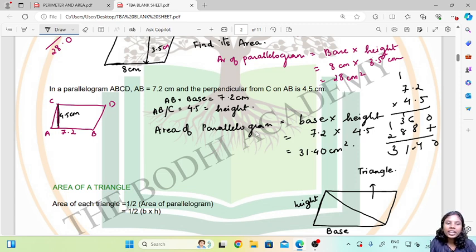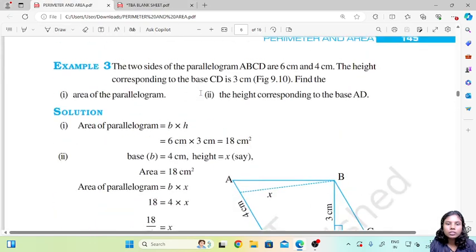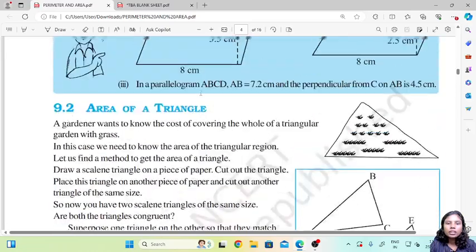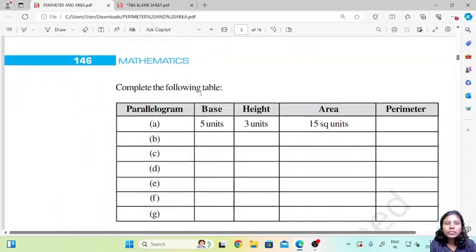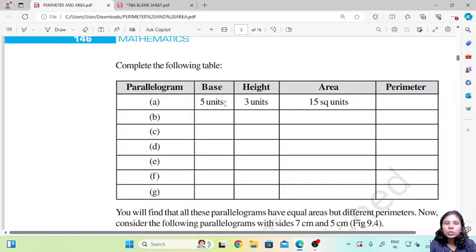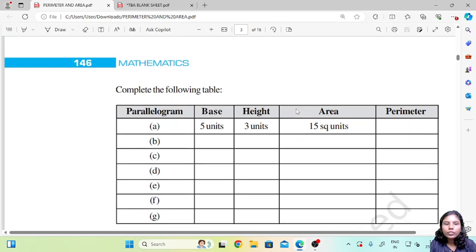We have to identify which measurements are for the base and which is for the height. Now here we are given a table. Okay, so the base and height are given and we have to find the area of it.